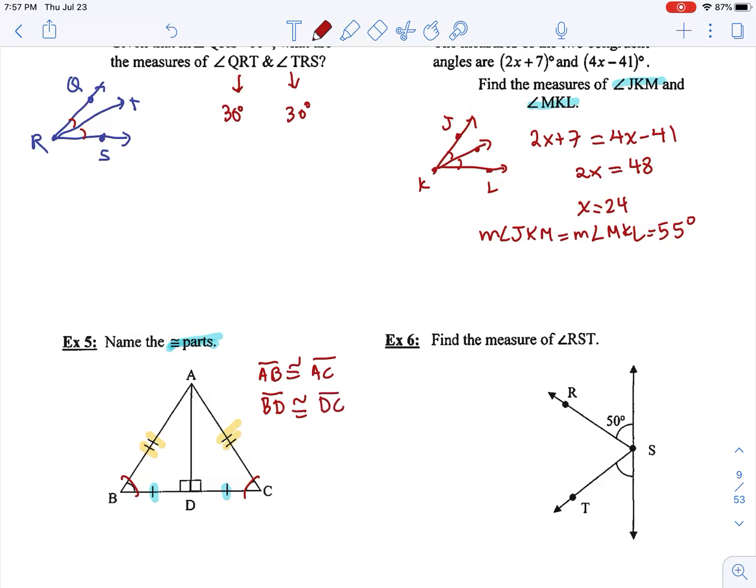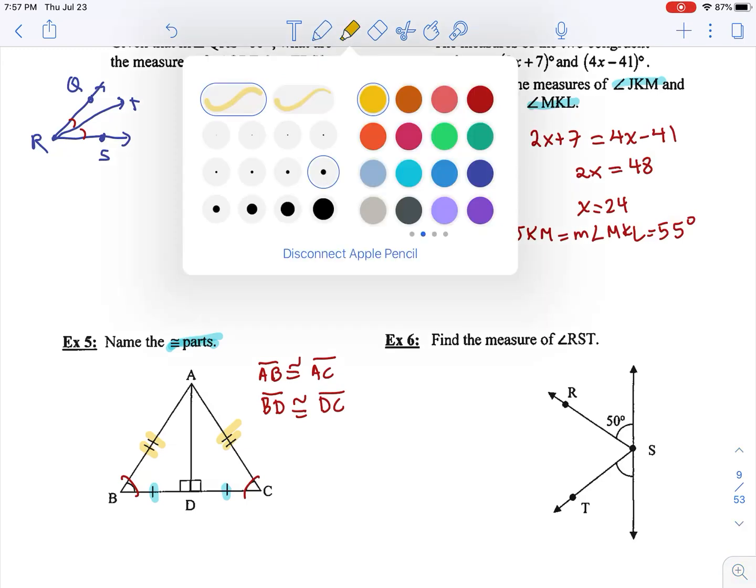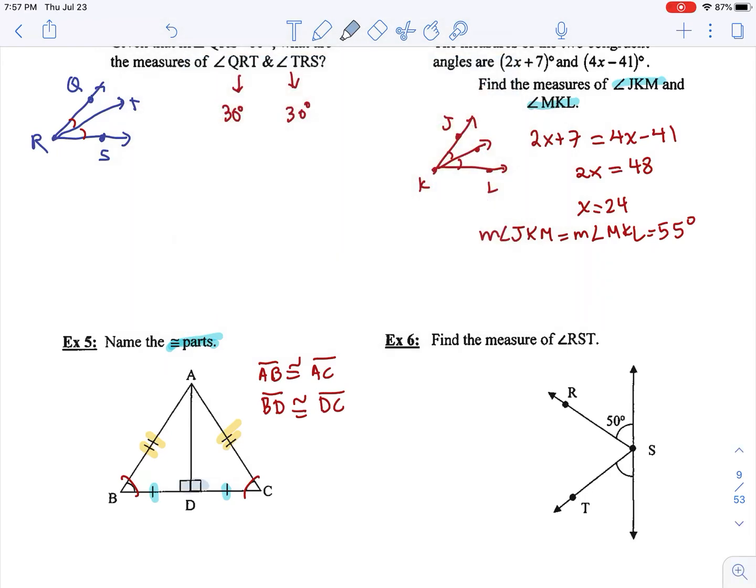So BD is congruent to DC is also given. And since the angles right here are marked as 90 degrees, we also know that they have equal measures. So angle ADB is congruent to angle ADC. And then finally, angle ABD is congruent to angle ACD.